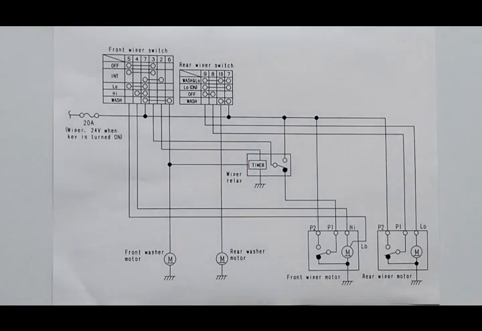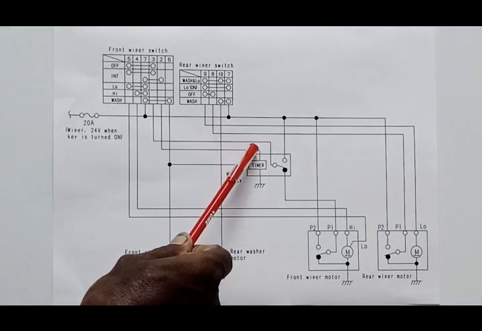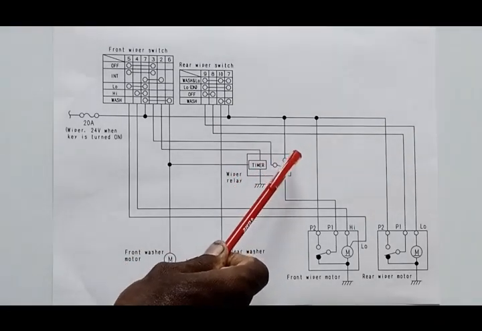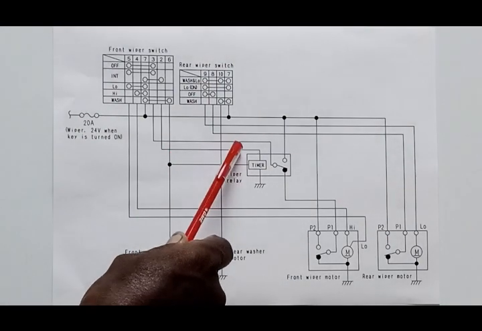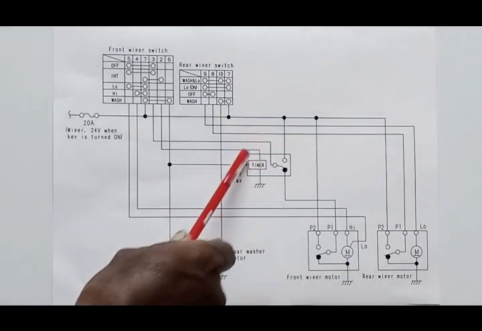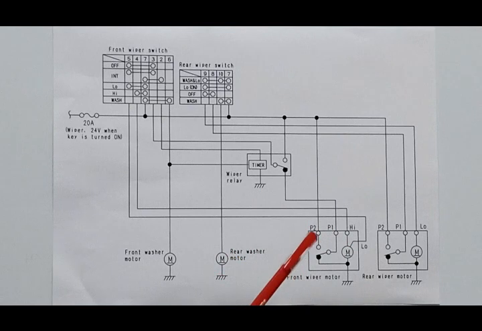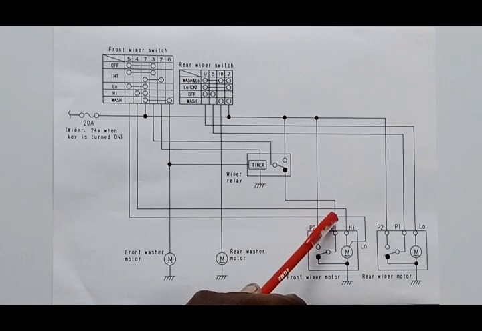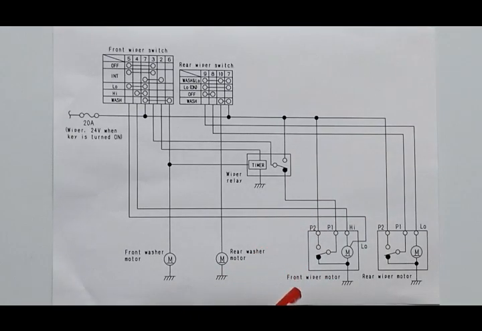The timer has 6 pins. Here you can see also 6 pins: 1, 2, 3, 4, 5, 6. There are also 6 pins. And this motor, you can see, is a 5 pin motor: 1, 2, 3, 4, 5. So there are 5 pin motors.